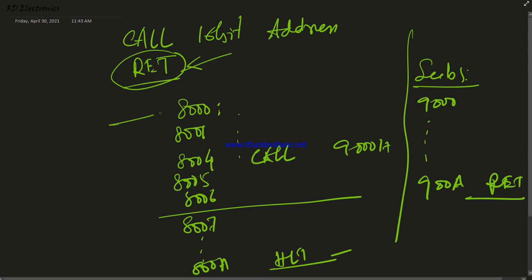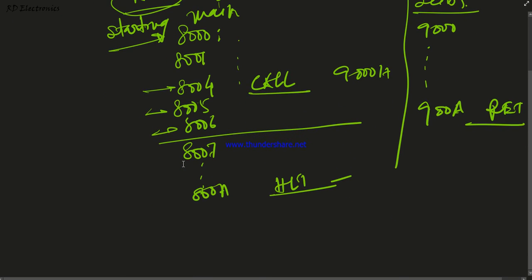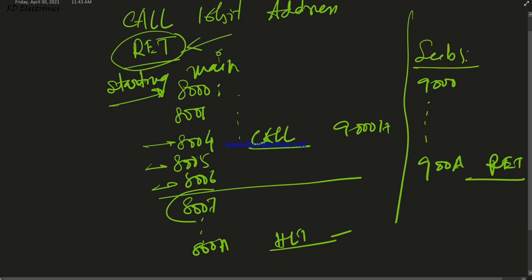This is the starting location of our main program, and after some instructions execute, the call instruction is performed. Call is 3 bytes, so 8004, 5 and 6 are required for this call instruction. And where is the return? The return address is 8007, because when the call instruction executes, the last program counter value is 8006, and after the call instruction is executed, the program counter changes to 9000, because it gets the new location to execute the subroutine. This is 9001, this is 9002, and so on.